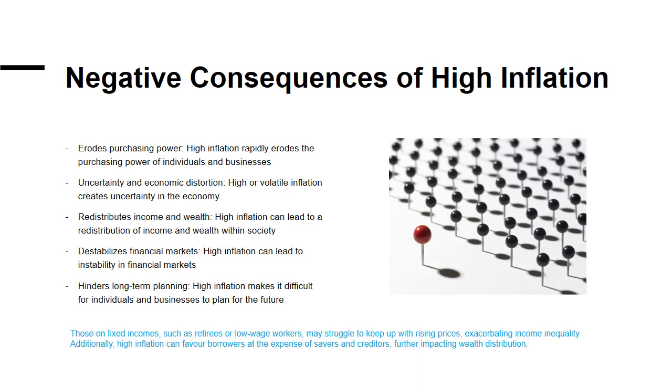3. Redistributes income and wealth. High inflation can lead to a redistribution of income and wealth within society. Those on fixed incomes, such as retirees or low-wage workers, may struggle to keep up with rising prices, exacerbating income inequality. Additionally, high inflation can favor borrowers at the expense of savers and creditors, further impacting wealth distribution.